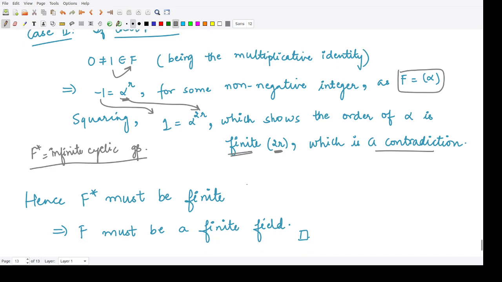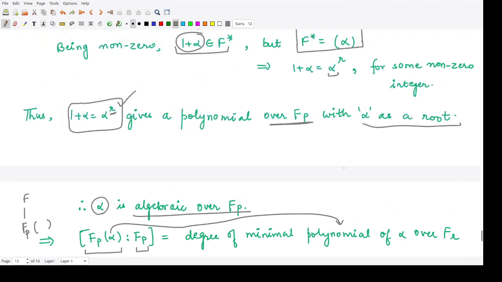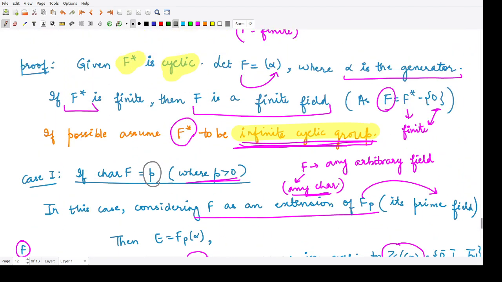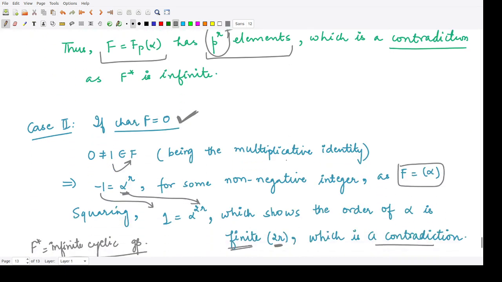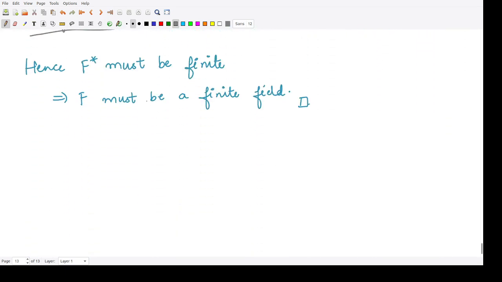So that means F star must be finite, because we got a contradiction in every case whenever we assume this F star to be an infinite cyclic group. Therefore, the assumption that was made in the very starting is incorrect, and we say F star has to be finite in order for F to be a finite field. So that is what we would say here. So I hope this is clear to you.